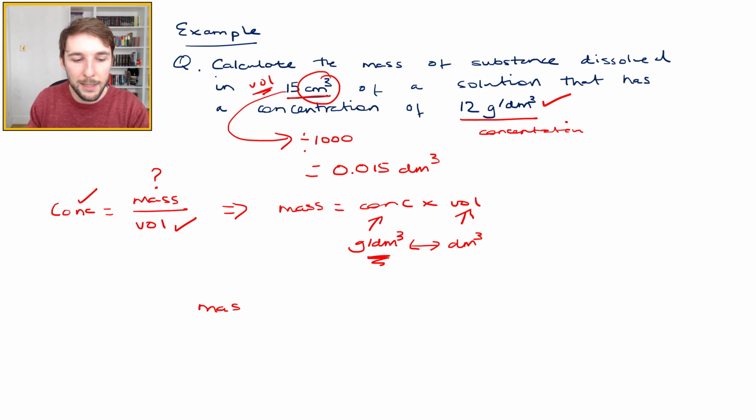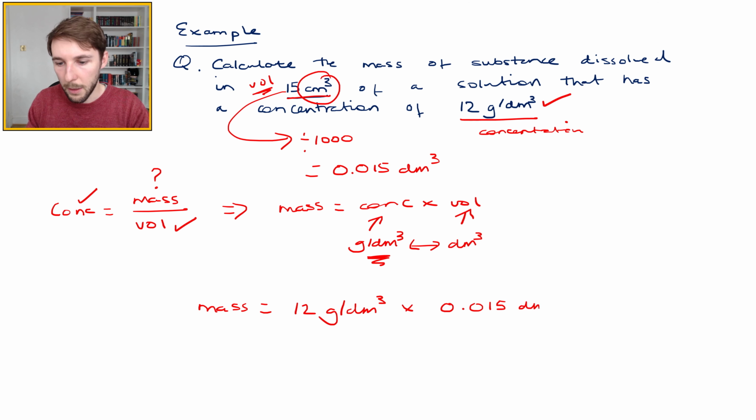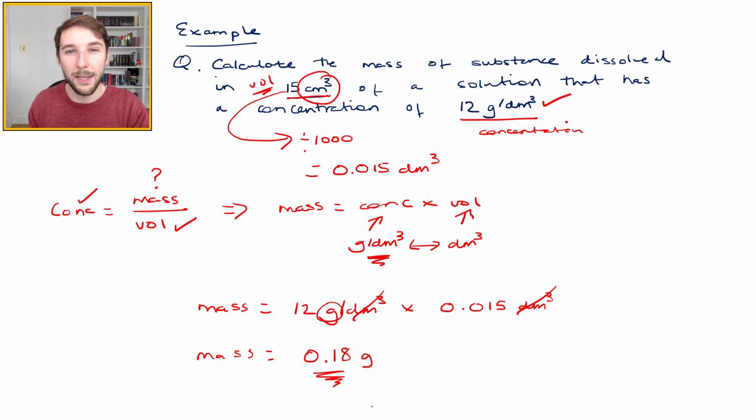So my mass is going to be equal to our concentration, which is 12 grams per decimeter cubed, multiplied by that volume, which is 0.015 decimeters cubed, or cubic decimeters. Multiplying those two, the units will cancel out and we'll get an answer that comes out in grams. So our mass will be equal to 0.18 grams of whatever that substance is dissolved in that particular volume.